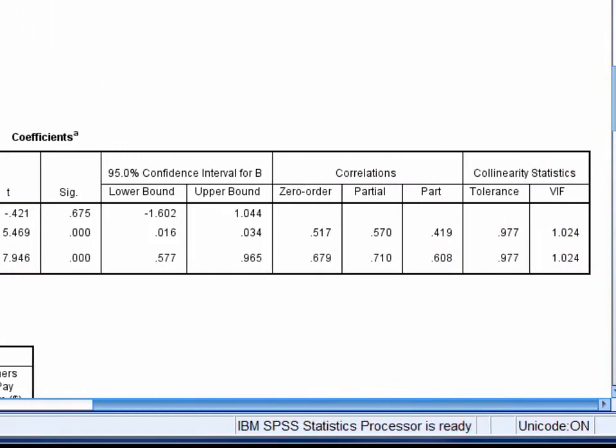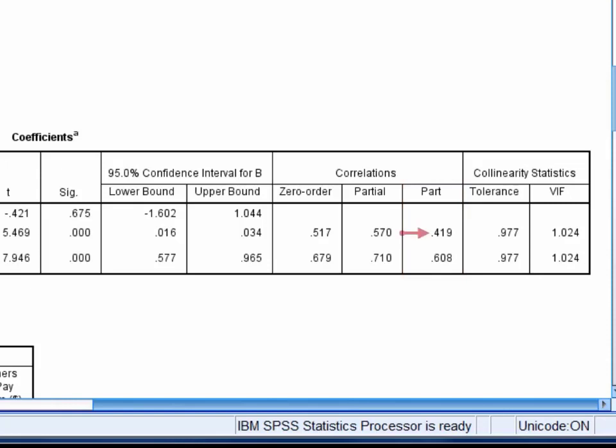Also in the coefficients table, we have a set of correlations. The zero-order correlations are the same as those reported in the correlation matrix above, the correlations between each predictor and the criterion. The part correlations can be squared to provide squared semi-partial correlations. A squared semi-partial correlation indicates the amount of unique variance in the criterion that can be accounted for by a predictor.